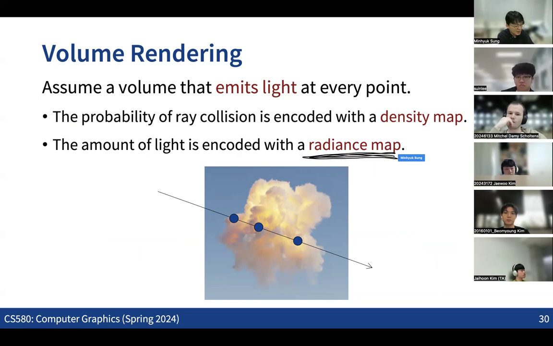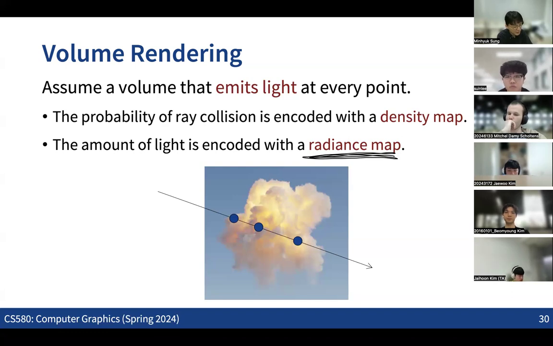And while we are not having any kind of surface in this case, we're going to assume that the volume is also full of some kind of particles, which means that the ray can basically collide with particles inside the volume. How likely the ray will collide with any particle in the volume is represented as the density.